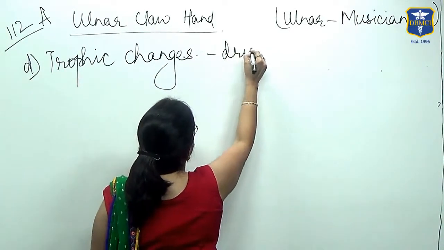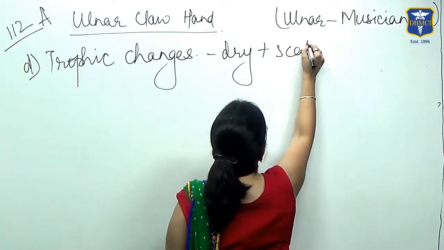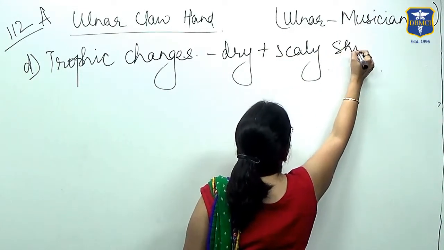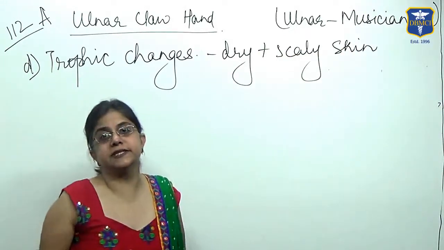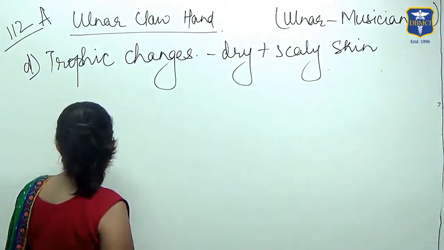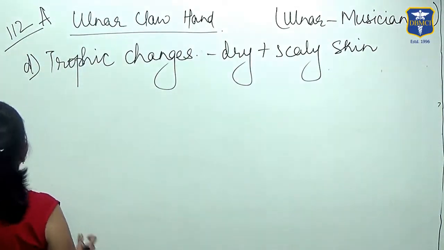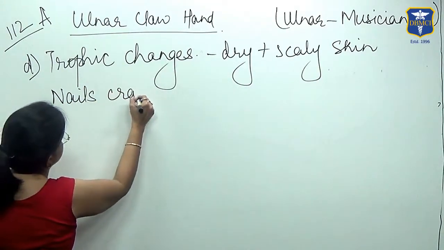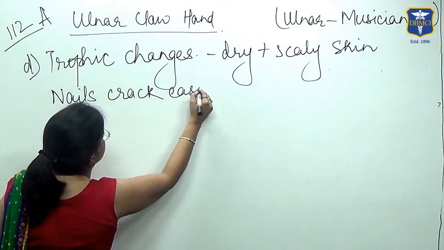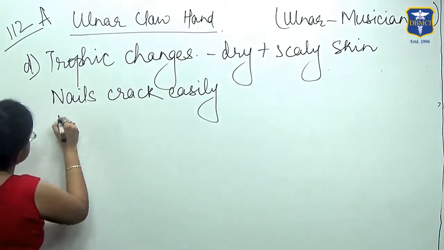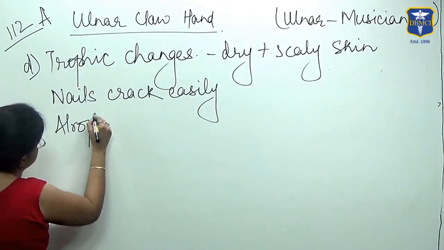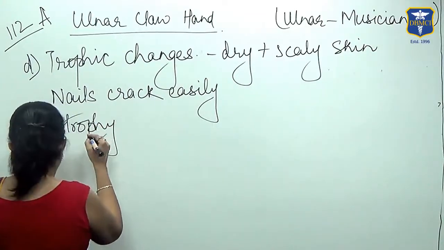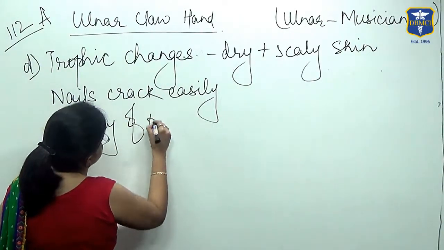Dry and scaly skin in long-standing cases, nails crack easily, and there is atrophy of the pulp of fingers.